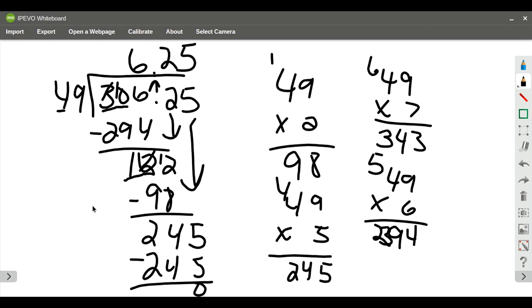So you can see this problem requires a little bit more work, a little bit more guess and check. I had to do a lot more guessing and checking than I did in the last 2 days' previous lessons because I'm working with a bigger value.